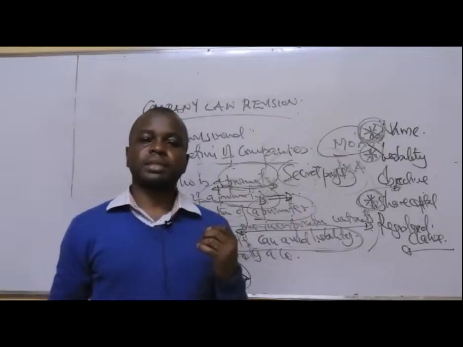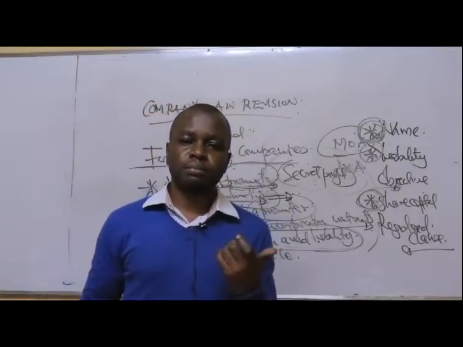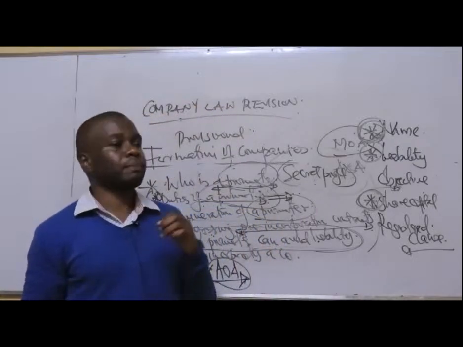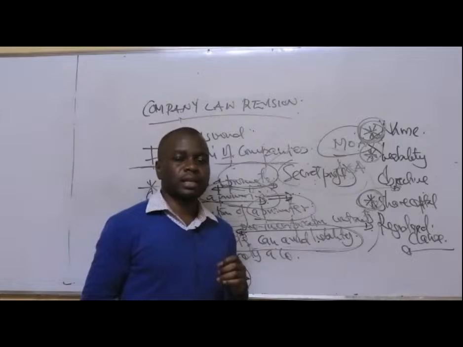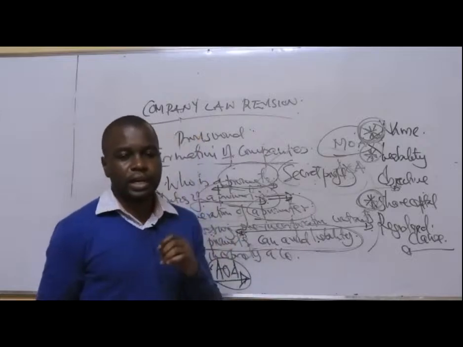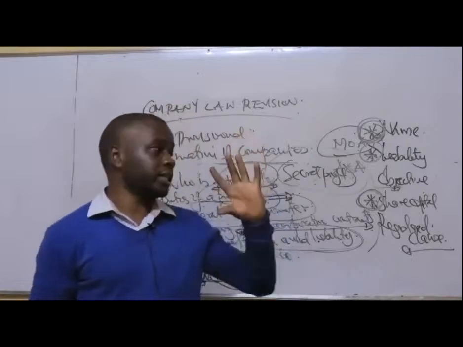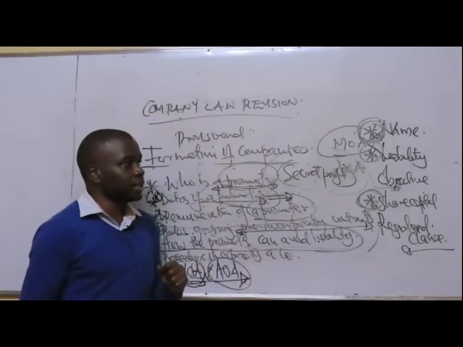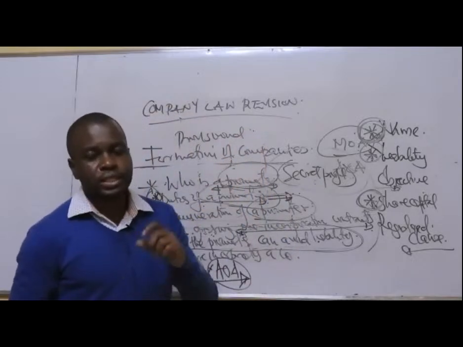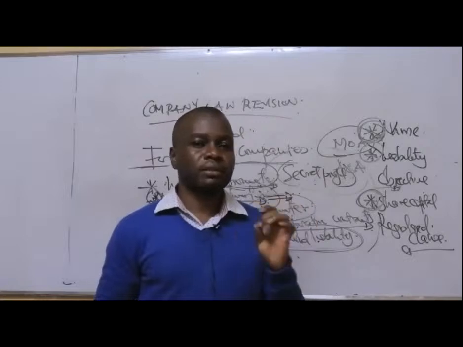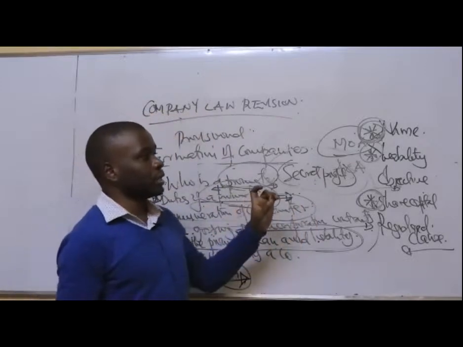The name should be displayed in a conspicuous or visible place within the business premises. That's why when you visit any company's premises, at the reception, most probably you'll see the name of the company displayed. On any documents like invoices, you'll see the name of the company. On delivery notes, you'll see the name of the company.